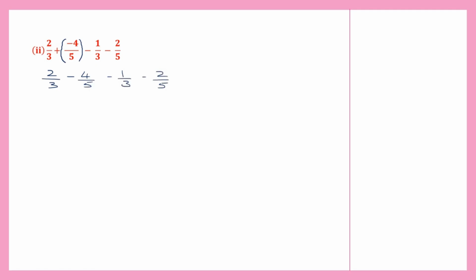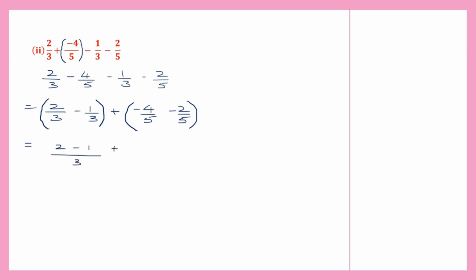Now let's group the like ones together. Now this will be 2 by 3 minus 1 by 3. This is one group. Then the next group will be minus 4 by 5 minus 2 by 5. This is the other group. So here what do we have? Denominator is 3, so numerators remain the same, 2 minus 1. Here also it's the same, denominator is 5, numerators remain the same, minus 4 minus 2. 2 minus 1 is 1, 1 by 3 plus minus 4 minus 2. Signs are the same. Put the same sign and add. So that becomes minus 6 by 5.